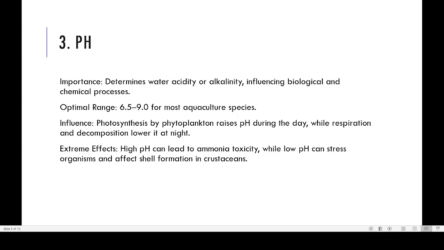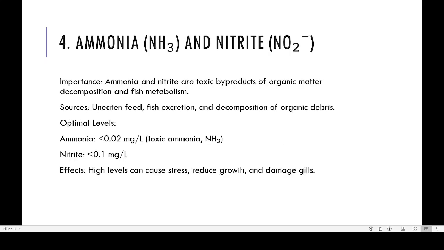Now the extreme effects: high pH can lead to ammonia toxicity. Low pH can stress the organism and affect the formation of shell in many crustaceans like prawns, crabs, etc. So this way the pH can have a detrimental or direct effect on the survival of fish species as well as crustaceans. Now the fourth one is ammonia and nitrate.